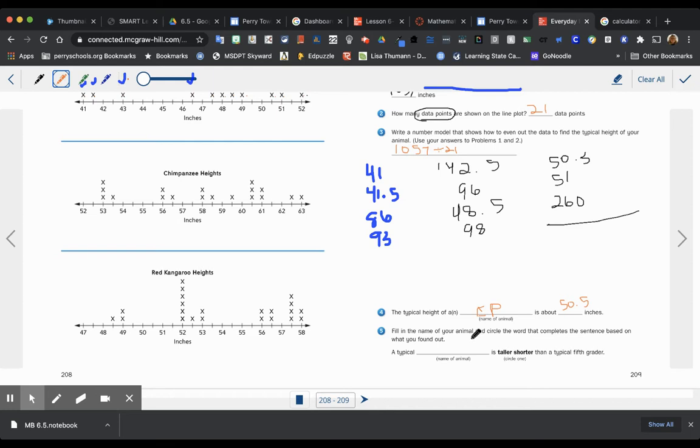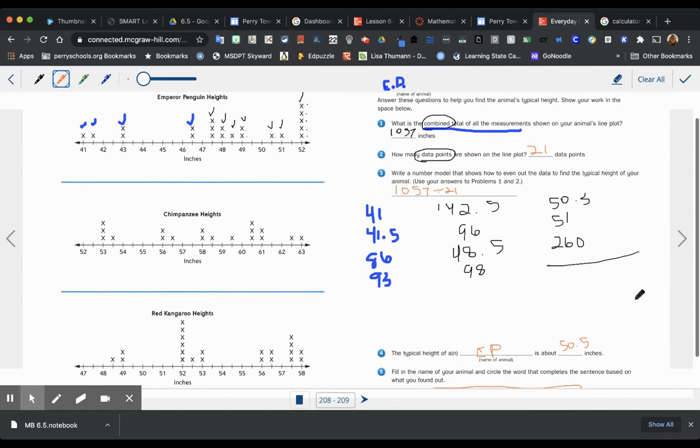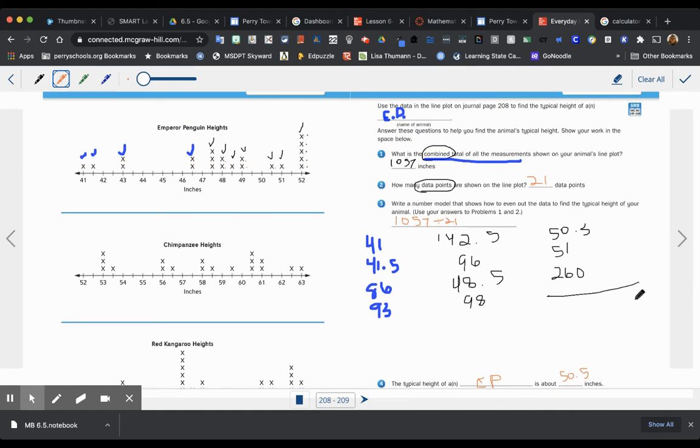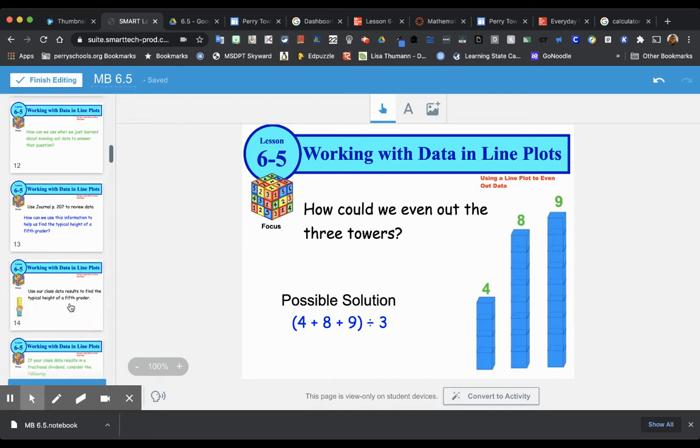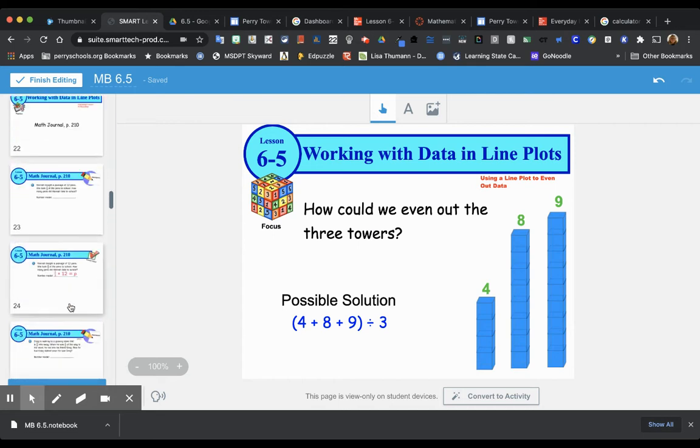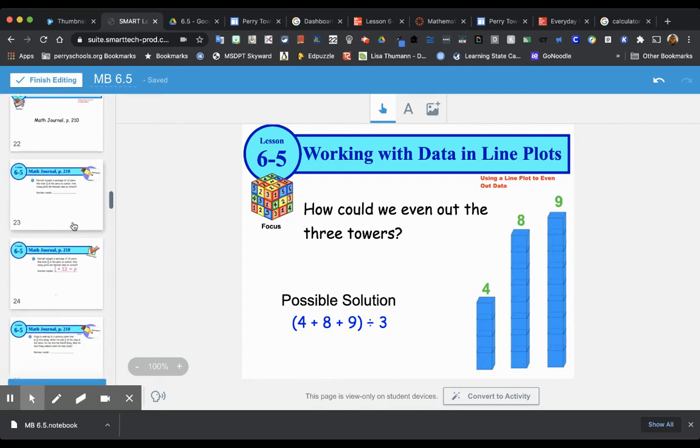So it says fill in the name of your animal and circle the word that completes the sentence based on. So we're not actually going to do this one for this lesson because we did not do the typical fifth grader for virtual learners. The main point I want you to get through this is the collecting of the data, looking at it, and finding out the typical. And I want you to remember that the word typical means average. So we can go through all of this.